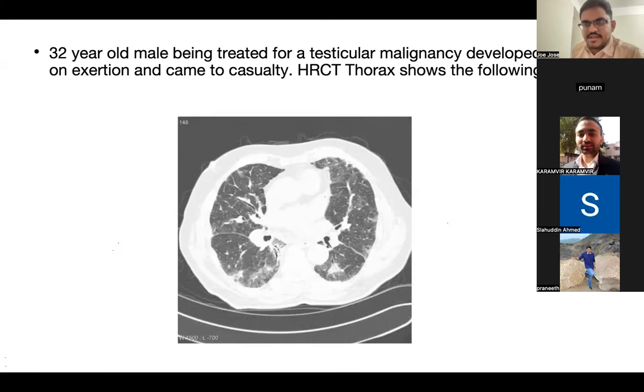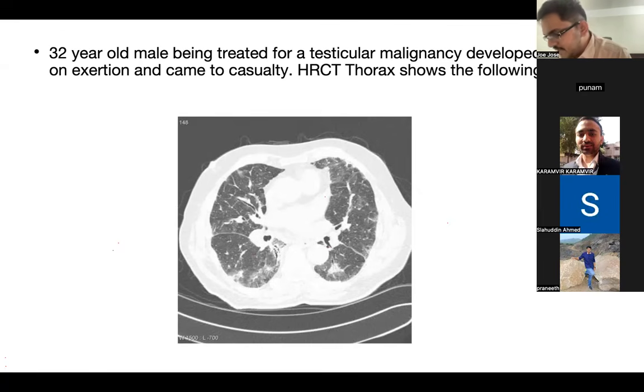The HRCT thorax, this is in the lung window, and here you can see septal thickening. You can see this thickening over here, right? So you have diffuse bilateral septal thickening, and you also have ground glassing along with formation of a few nodules. Based on the history of testicular malignancy on treatment, it's looking like a bleomycin induced pneumonitis, right? What is the reason for bleomycin causing pneumonitis? Due to deficiency of bleomycin hydroxylase in lung tissue.